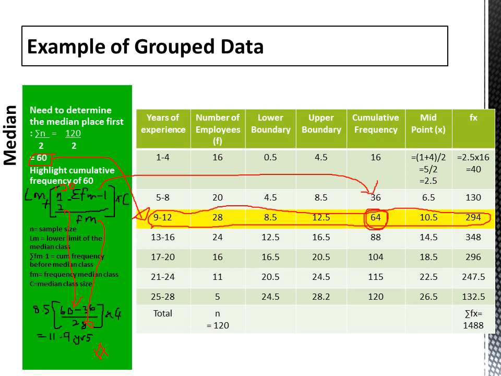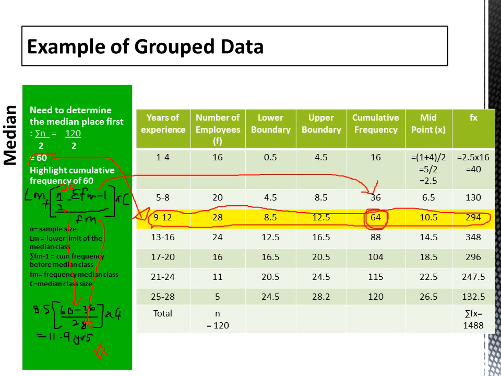Then the next step is to write the formula of the median, which is LM, the lower limit of the median class. LM is 8.5. You can see that it is a lower boundary, so just look at the highlighted row. It is 8.5, plus n divided by 2. n divided by 2 is 120 divided by 2, which is 60 as calculated before.